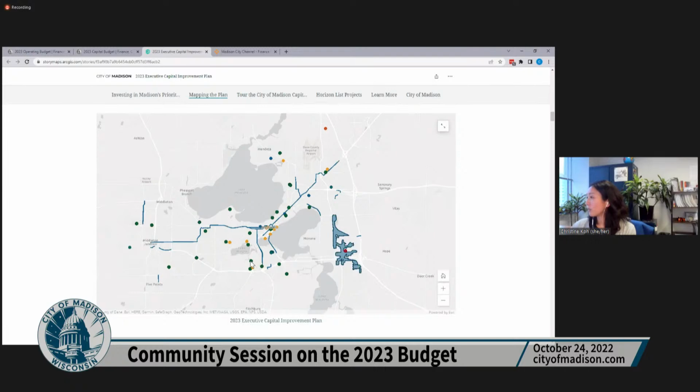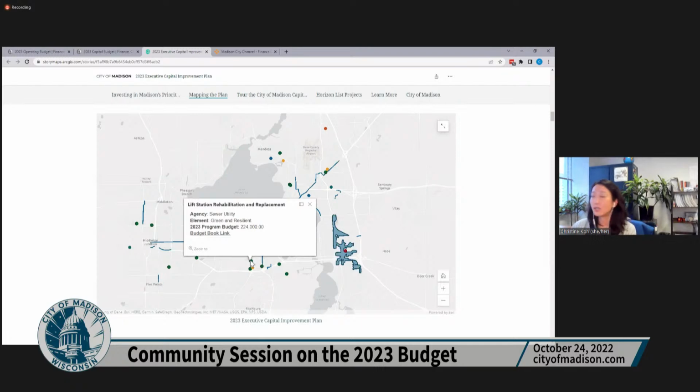If you select any of the points or lines, you can see what projects are planned, how much of that project costs, how it aligns with different city elements in our comprehensive plan. So here I have a lift station rehabilitation that's aligned with our green and resilient goals. And I can see that it's about $250,000 and linked to the budget book. So you can zoom around in different areas of the city.